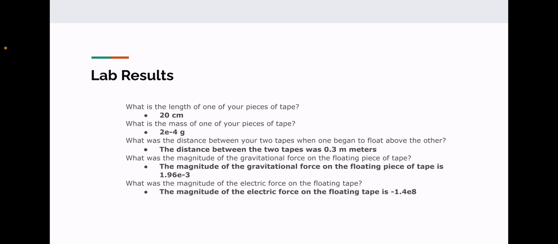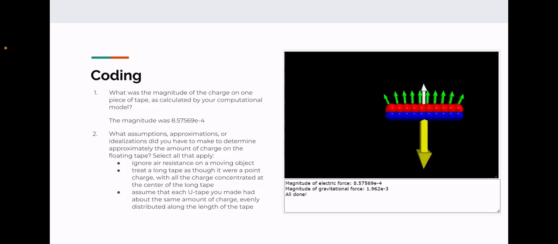The length of one of my pieces of tape from the last lab was 20 centimeters. Mass then was 2e to the negative 4. The distance between these two pieces of tape when one began to float was 0.3 meters, and the magnitude of the gravitational force on the floating piece of tape is 1.96 times e to the negative 3, and the magnitude of the electric force is negative 1.4 times e to the 8.